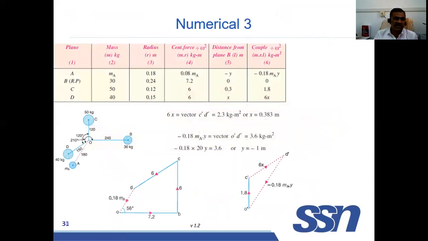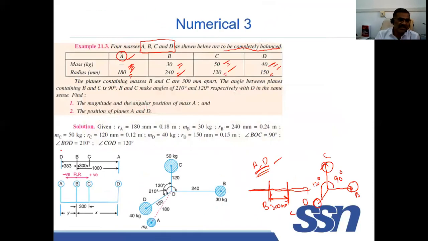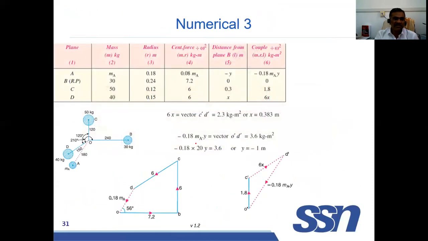So now let us see the solution. See, already in the problem it is given. D is given on the left side, and A is given on the right side because it is the opposite direction. And all the values are given. By comparing this, you can find all the values. Y is equal to this value, and X is equal to this value.